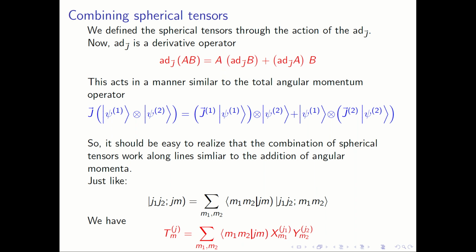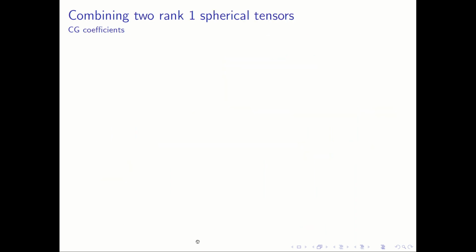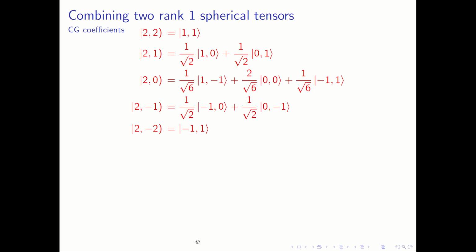Just to illustrate how this works, let's take a look at how to combine two rank 1 spherical tensors. First, let me remind you that if you added two j equal to 1 angular momenta, you will get a bunch of Clebsch-Gordan coefficients which are pretty easy to understand in terms of just the expansions of the jm eigenstates.